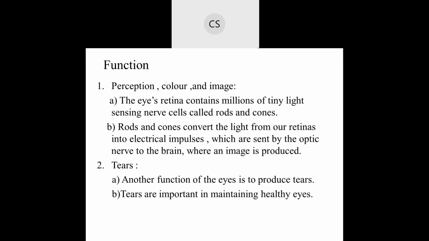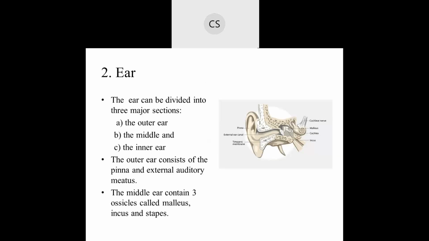Tears. Another function of the eye is to produce tears. Tears are important in maintaining healthy eyes. Tears nourish and lubricate the surface of the eye as well as wash away debris.